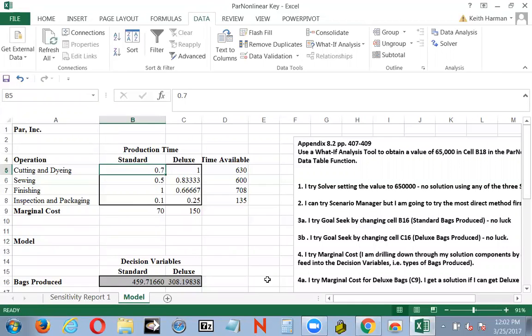And you, of course, could have used a scenario manager to work the two variables, the two marginal cost figures. Okay, that's pretty much it.